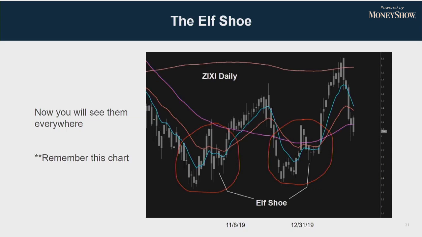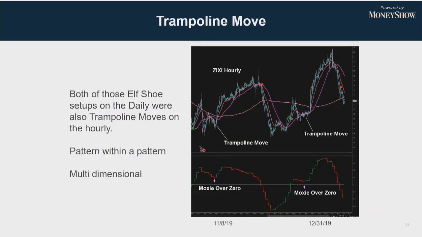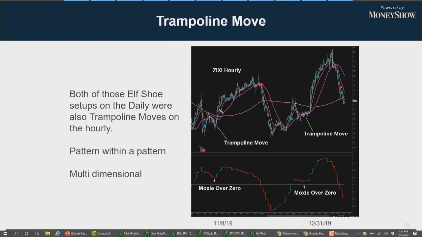Now, again, remember this chart, because these two setups right here are going to be on the next screen, but it's on the hourly chart. And now we're getting into my next most powerful trade. It's the trampoline move, which is what I covered at slides 2 and 3 when I first started. But those same moves that we had on the elf shoes were on the hourly time frame. They were trampoline moves. And if you remember, the trampoline move is when price goes below the 50 SMA, but the Moxie indicator stays above 0.